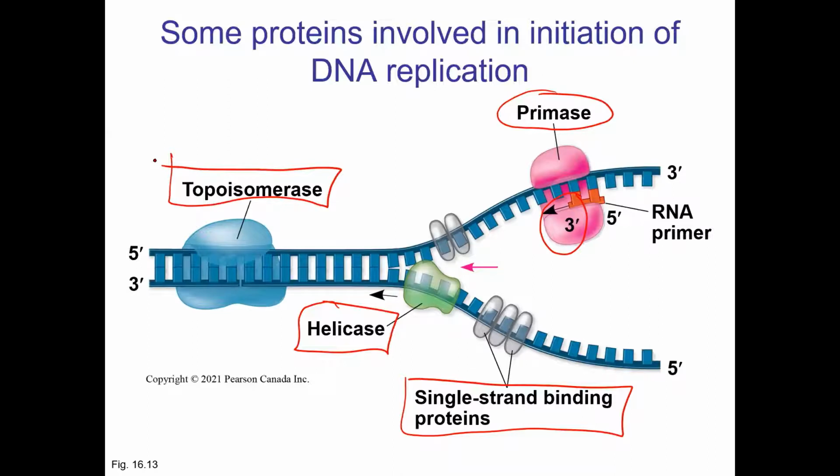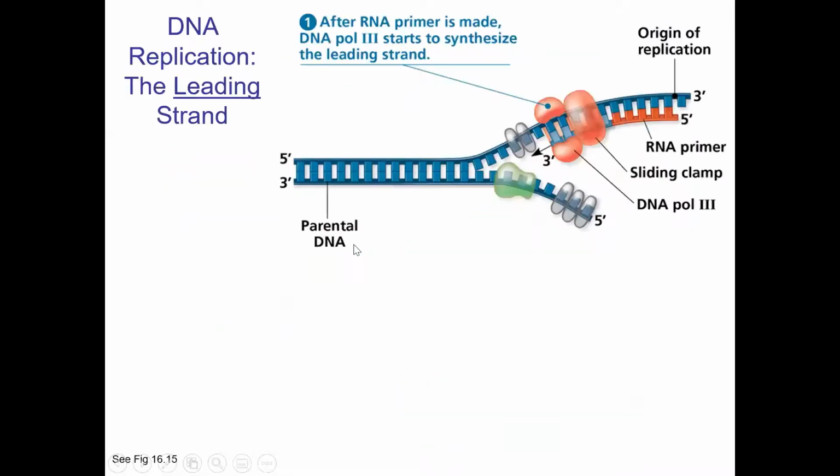If you take a look here, you can actually see what it does is it makes a little nick right there and lets it untwist a little bit and then reseals the nick. So it's important for that, or else the DNA can't get unwound. So let's take a look at the process here. I'm going to start off and talk about the leading strand, and then I'll tell you what the lagging strand is in a minute.